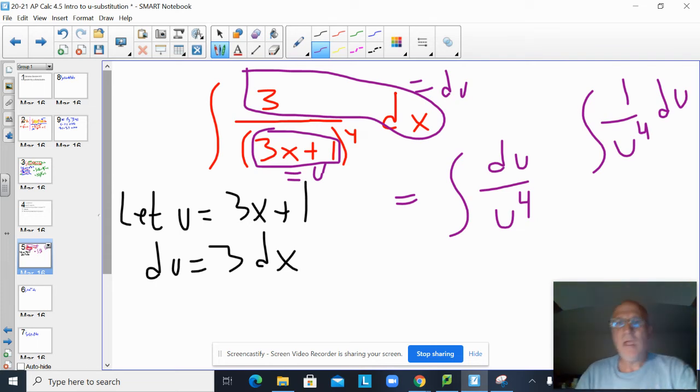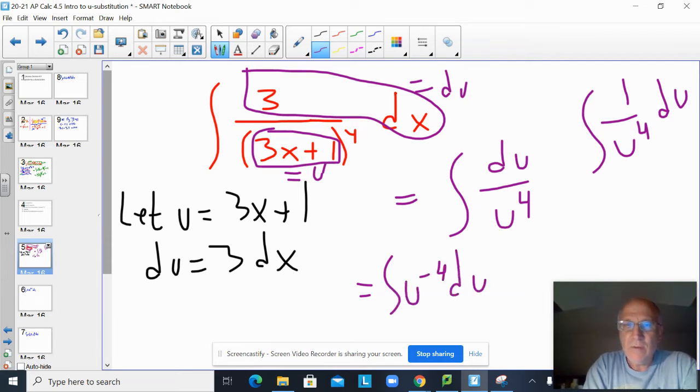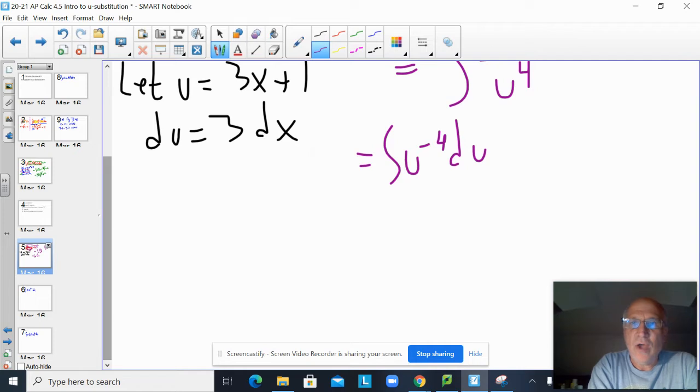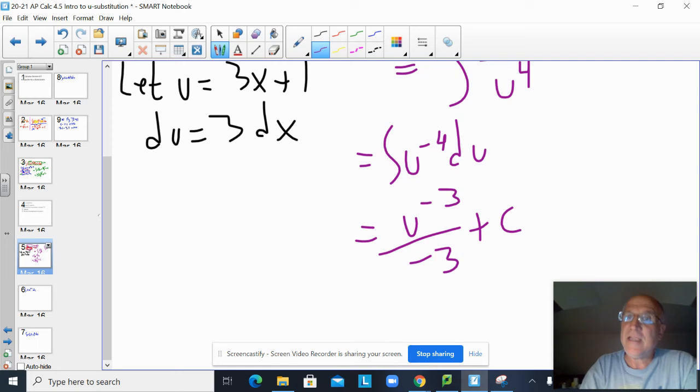But now, again, if you choose u correctly and rewrite it in terms of u properly, it will be an antiderivative you know how to take. That would have showed up in section 4.1, basic antiderivatives. I could rewrite this as the integral of u to the negative fourth du. And I know that you know that the antiderivative of u to the negative fourth is, let's see, I'm raising the exponent by 1. So that's u to the negative 3 over negative 3 plus c.